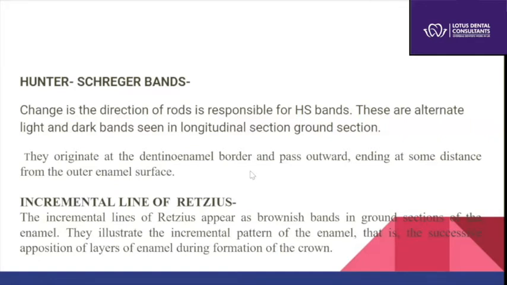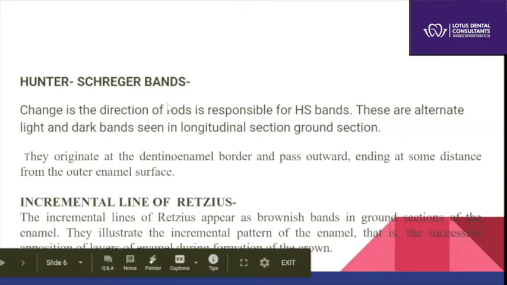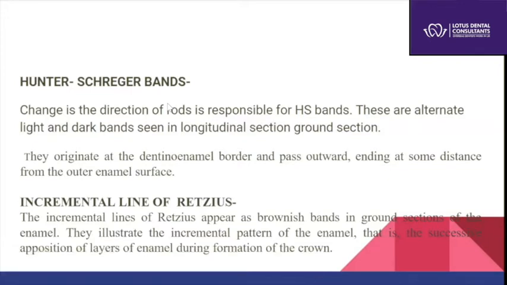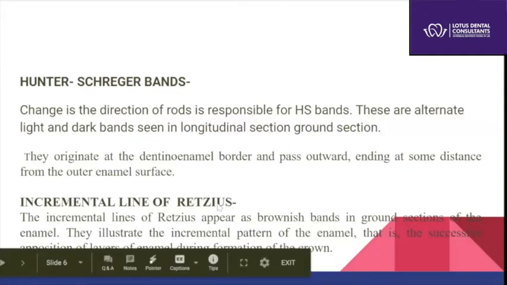So this is also one question. Which of the following are the enamel surface structures? Sorry, I have to ask, when they pass from the dentino-enamel junction border, I understood that part, but they are at some distance from the outer enamel surface. There's some distance away from the outer enamel surface, so they're not seen on the enamel surface. Exactly, they are not seen on the surface of the enamel. Clear? Now we come to the incremental line of ridges.